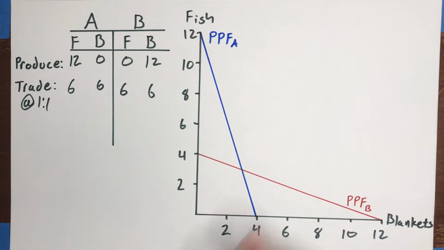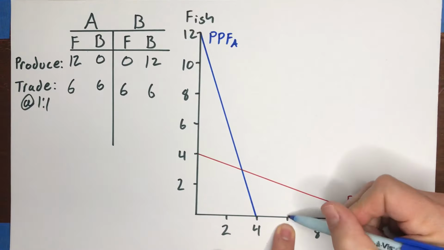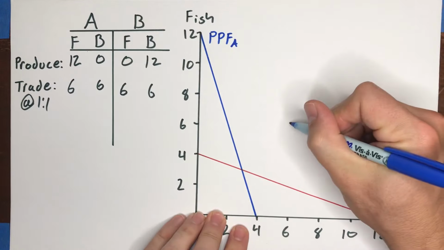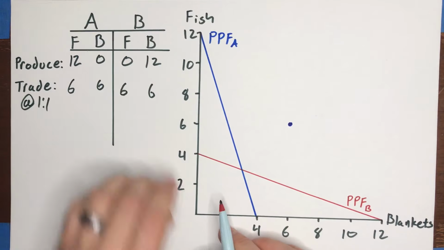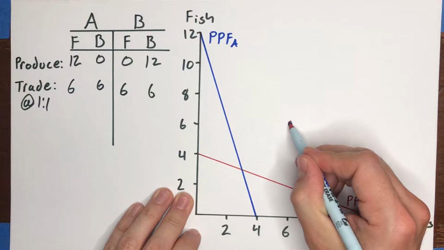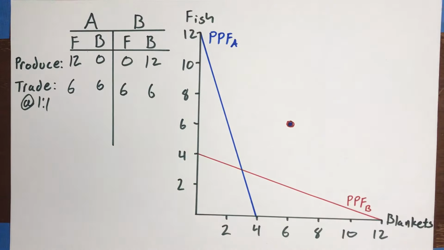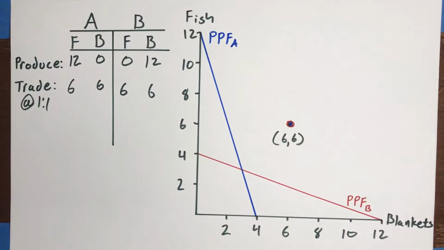Okay? Well, what does that look like on this graph? Well, if you're Alice, you've got 6 blankets and 6 fish, and so you're going to be consuming at this point right here. If you're Bob, you're also getting 6 fish and 6 blankets, and so I'll just highlight that point by giving it kind of a red halo to show that both of them are consuming at that same point. Okay, that would be at 6, 6 on this graph.